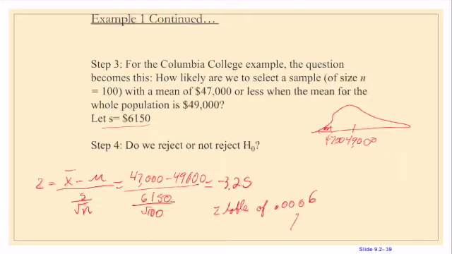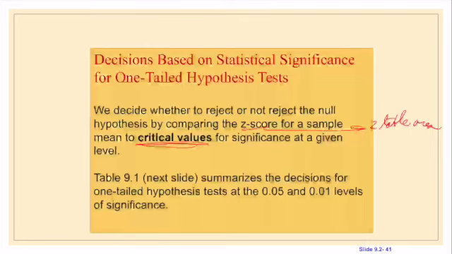So we decide whether or not to reject the null hypothesis by comparing the z-scores of a mean to critical values, or taking those z-scores and looking them up in the z-table to determine the area. Okay? The next slide summarizes some critical values. Now, critical values are something you would have to memorize. They will not be given to you on an exam. So I would recommend just always knowing you have a z-score and taking it to the z-table.